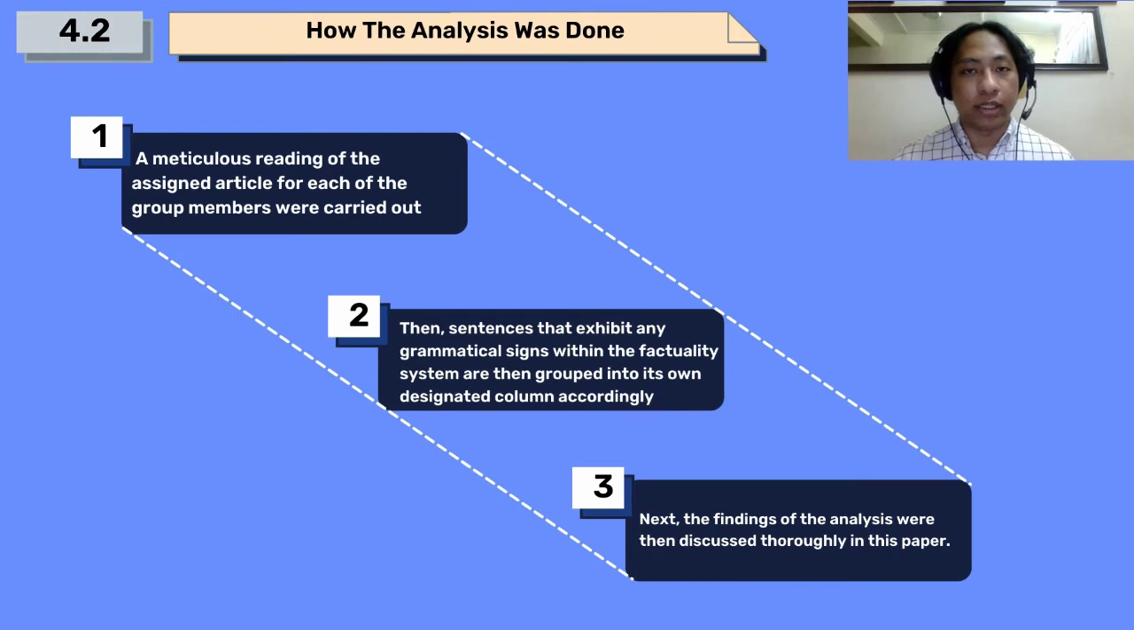So how was the analysis done? Firstly, in carrying out our study, the first step involves a meticulous reading of the assigned article by each group member. Then, sentences that exhibit any grammatical signs within the factuality system are grouped into their designated column accordingly. And finally, the findings of the analysis were discussed thoroughly in this paper.